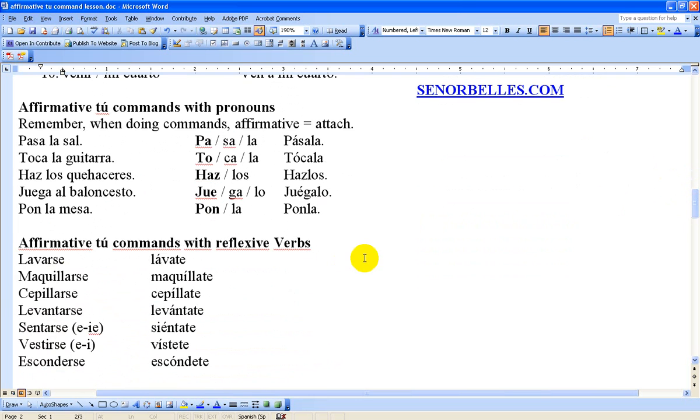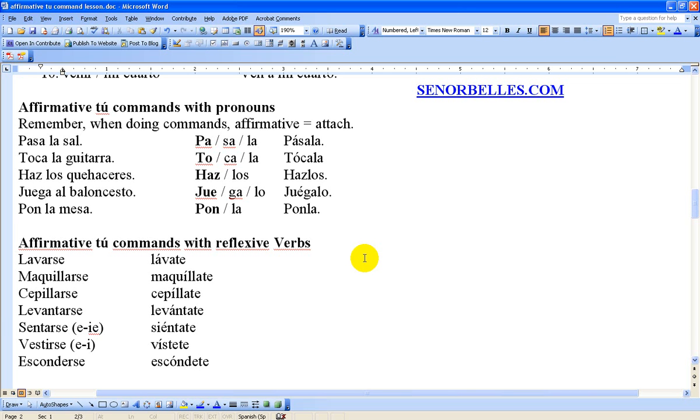So let's look at using affirmative tú commands with pronouns. This starts making it a little bit more difficult. If you have already learned usted commands with pronouns, this should not be difficult for you. I will explain it though as though you haven't learned it yet. So remember that when you're doing commands, affirmative equals attached.